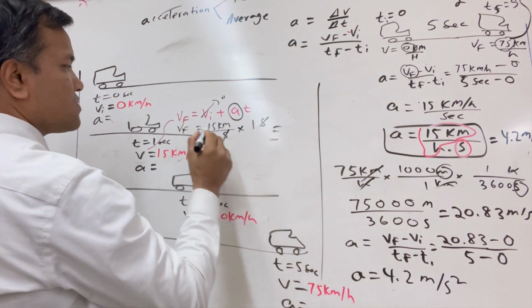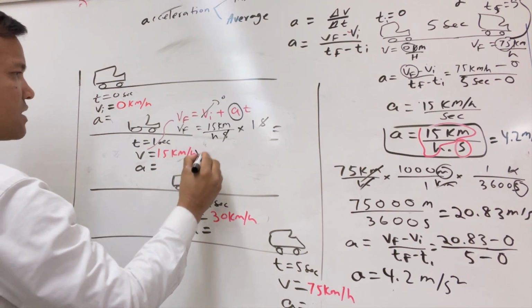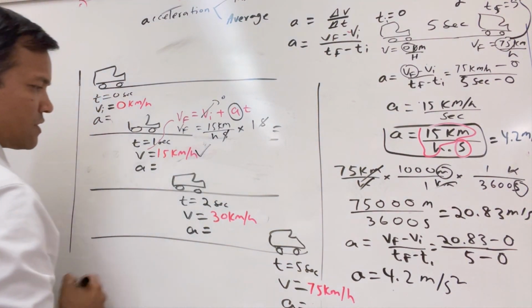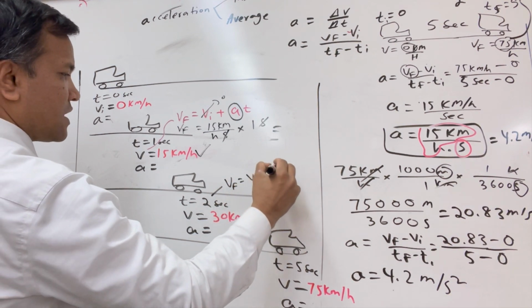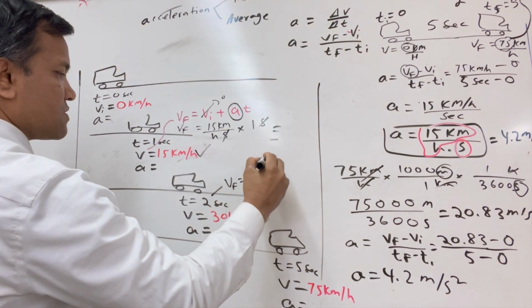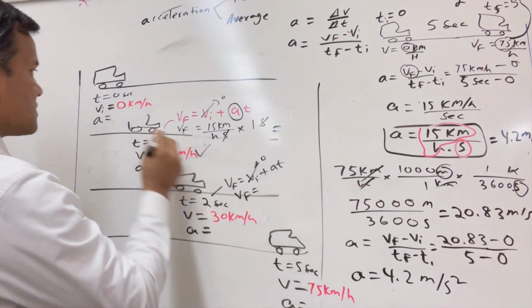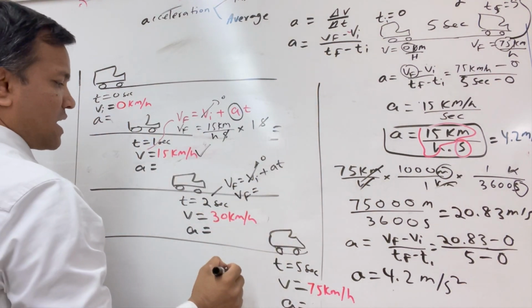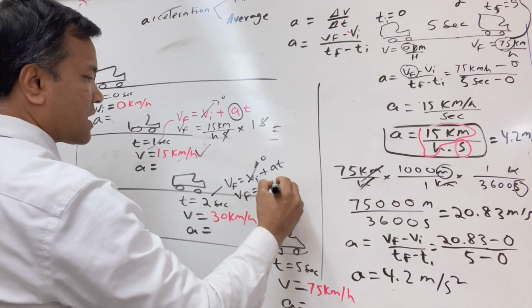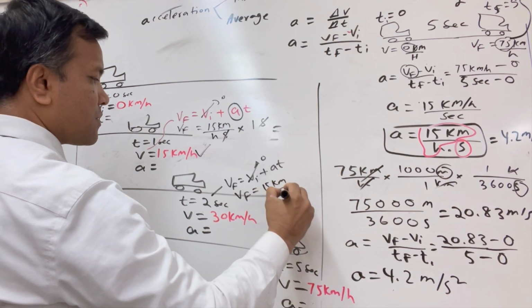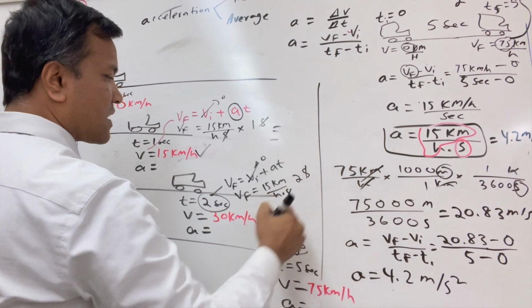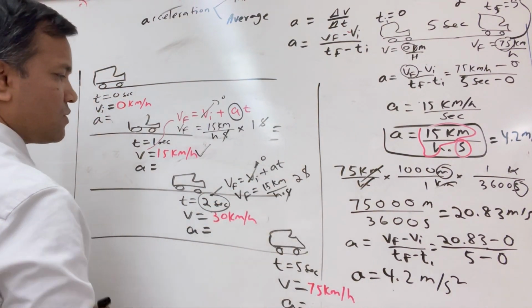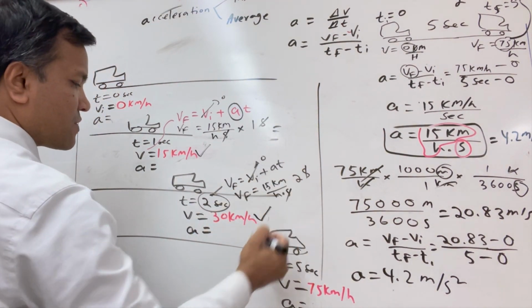Second cancel, so this is 15 kilometers per hour, and that's what we wrote. Now let's verify this one. Velocity final is equal to velocity initial plus AT. Velocity initial is 0. A is 15 kilometers per hour per second, and we are talking about 2 seconds. Second cancel, 15 times 2 is 30 kilometers per hour, check.